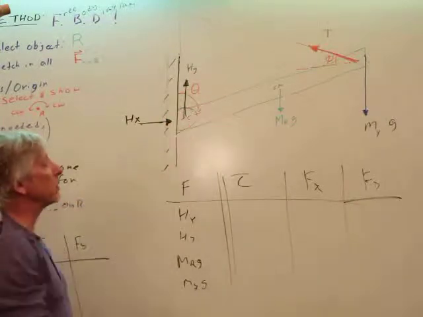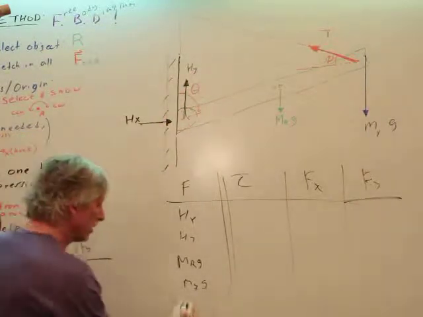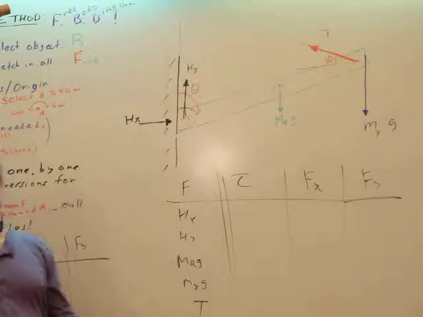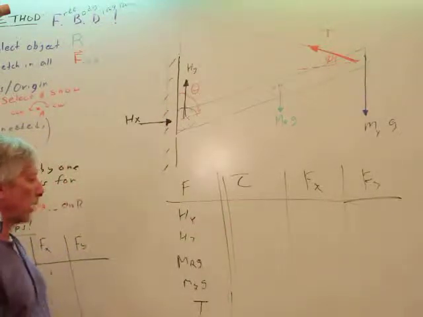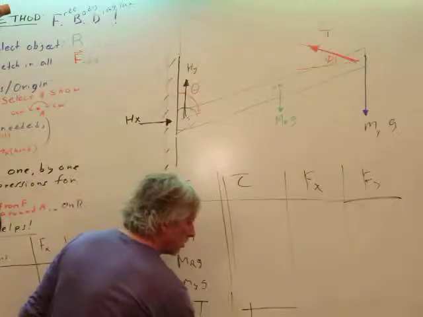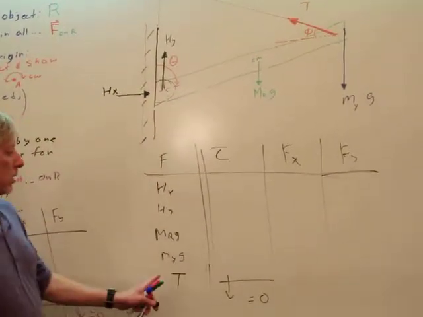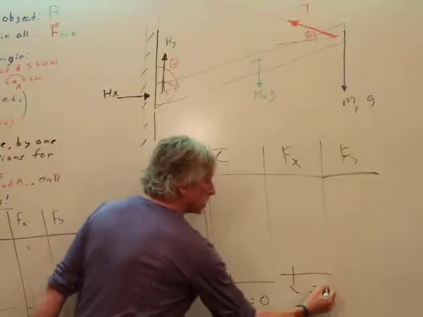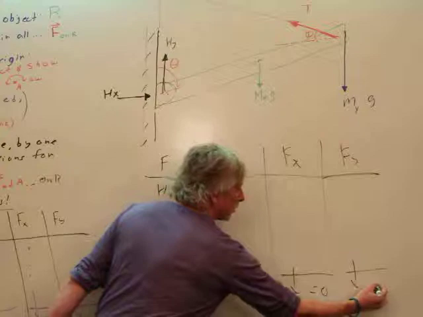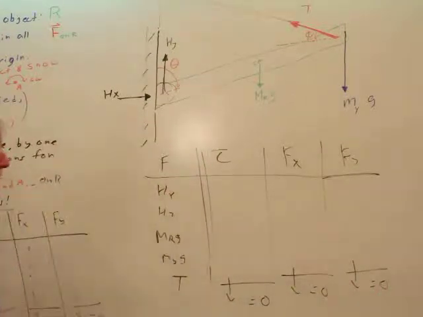I just look up there and my picture tells me I'm not done. I got a tension. Okay, fine. Now, I need to get the torque from each of these. And what do they add up to? 0. I'll probably need the horizontal components. What are they going to add up to? 0. And I'll probably need the vertical components, and those are going to add up to 0.